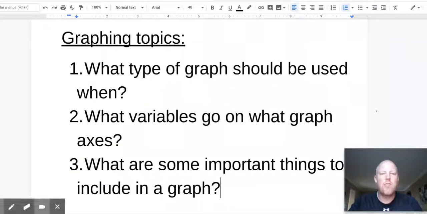Second thing here, graphing topics. I'm going to cover three things here. First, what type of graph should be used and when. Two, what variables go on what graph axes? And then three, what are some important things to include in a graph?